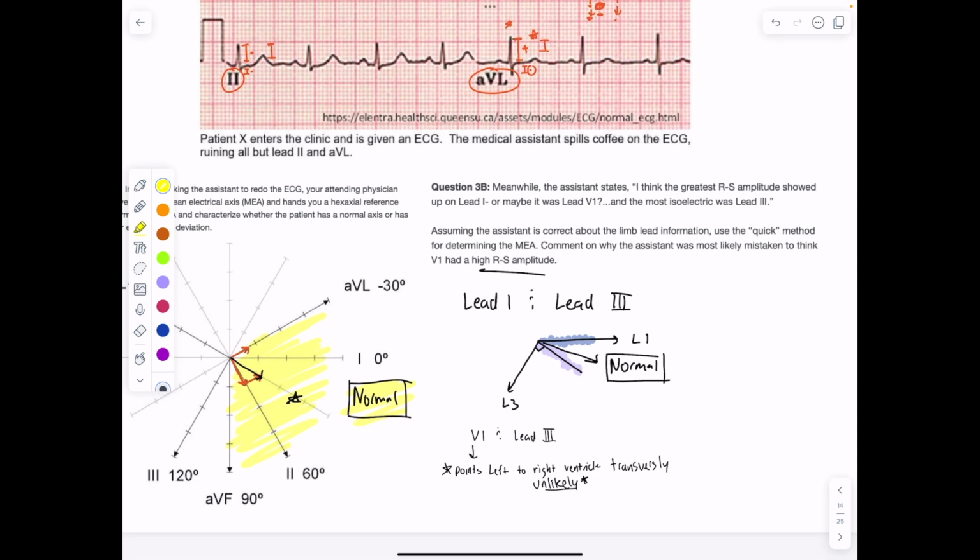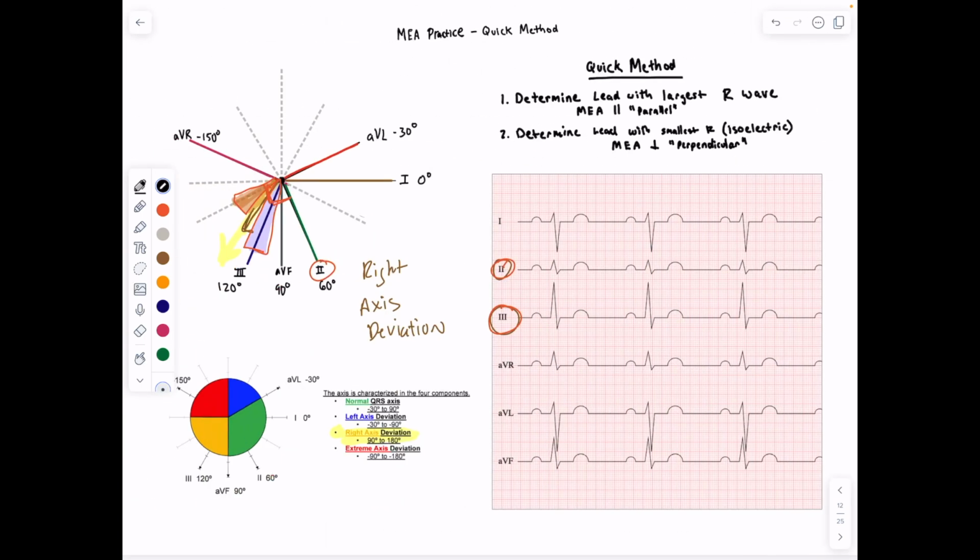All right, question 3. Assume, meanwhile, the assistant states, I think the greatest RS amplitude showed up on lead 1, or maybe it was lead V1, and the most isoelectric was lead 3. So we have V1, lead 1, and then we have lead 3. Basically we're going to use the quick method. If this was the greatest RS amplitude, that would tell us that the MEA is going to be parallel to lead 1, or it's going to be parallel to lead V1. And then the isoelectric one just means that it's the one with the least R magnitude.